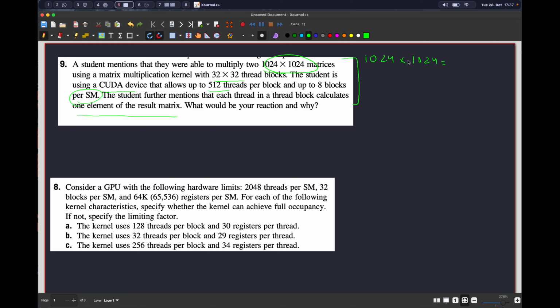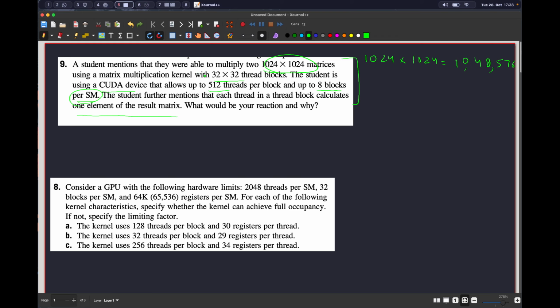Let me type it in. 1024 times 1024 is 1,048,576, 1.048 million, right? And you will observe that we are only given 8 blocks per SM, but we know nothing else about the GPU, like how many streaming multiprocessors it has.